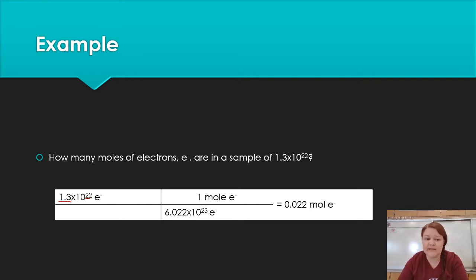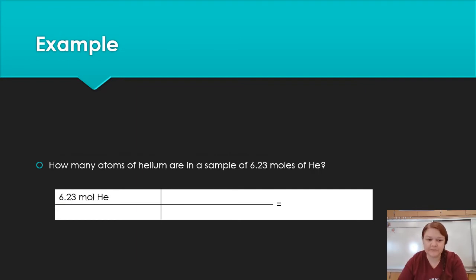And again, looking at our significant figures, there are 2 in our given value, and our answer has 2 significant figures because leading zeros do not count as significant, but we do have to write them. All right, let's take a look at another one. How many atoms of helium are in a sample of 6.23 moles of helium?